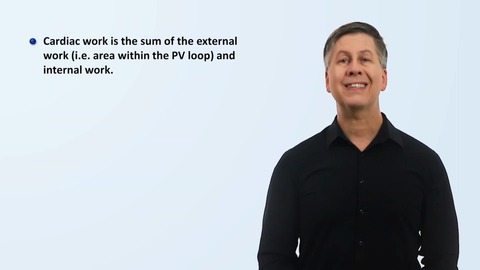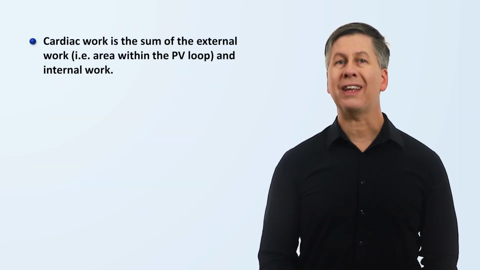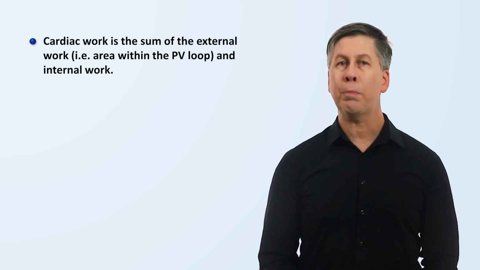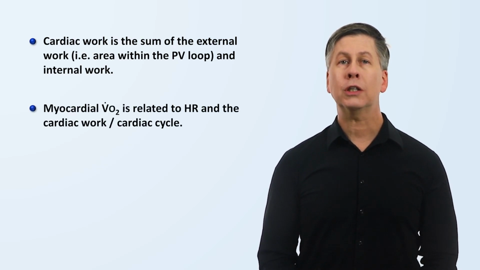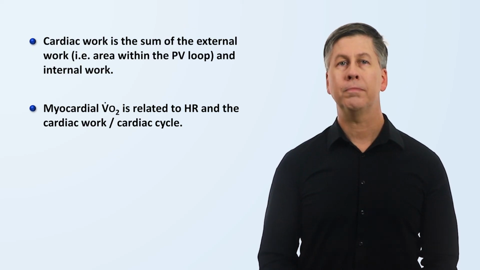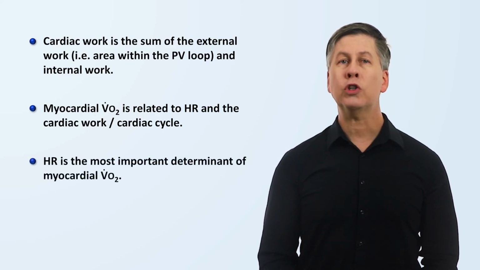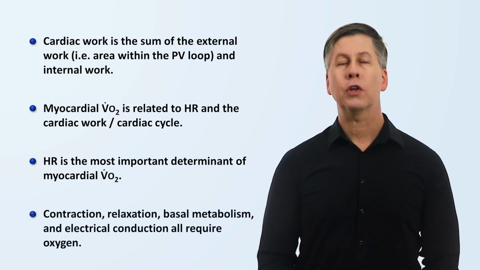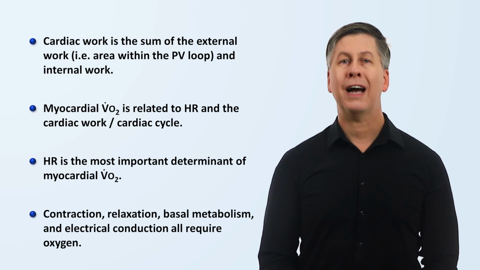Cardiac work is the sum of the external work, which is roughly equal to the area within the PV loop, and the internal work. Myocardial oxygen consumption is related to heart rate and the cardiac work performed per cardiac cycle. Heart rate is the most important determinant of myocardial V.O2. And last, contraction, relaxation, basal metabolism, and electrical conduction all require oxygen.